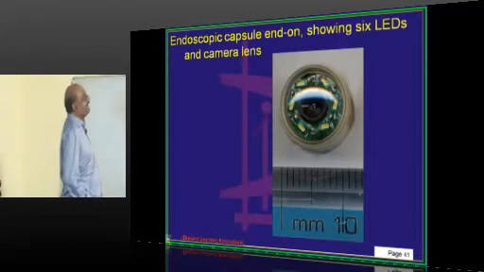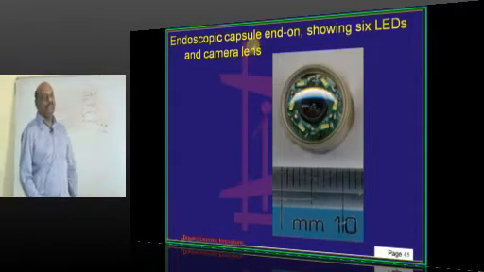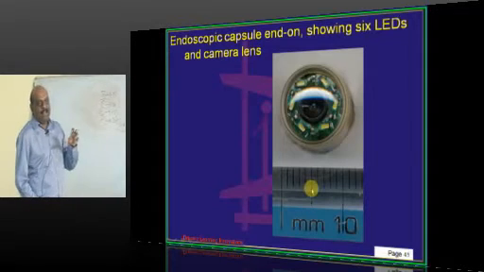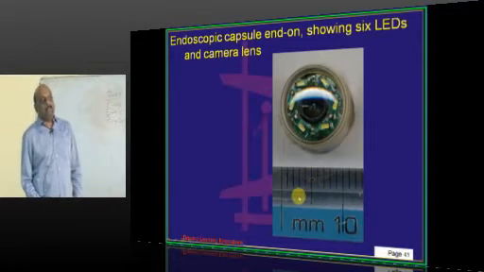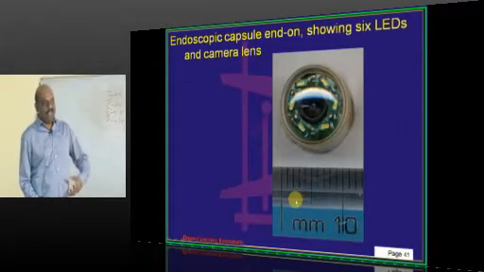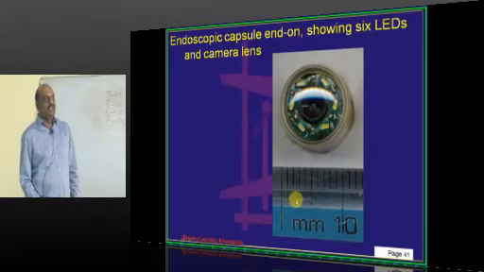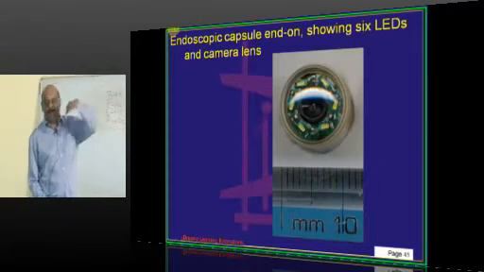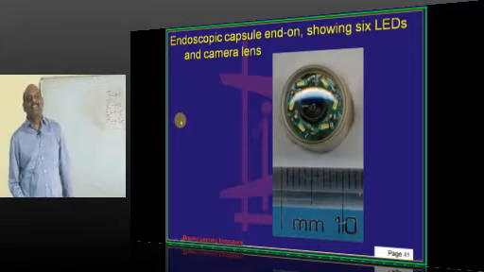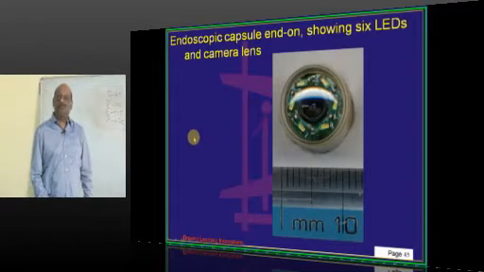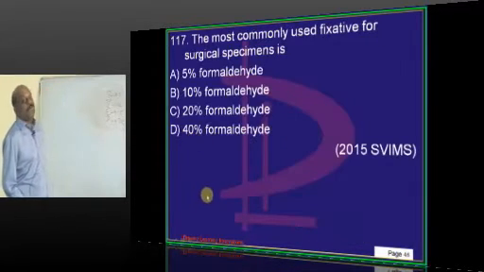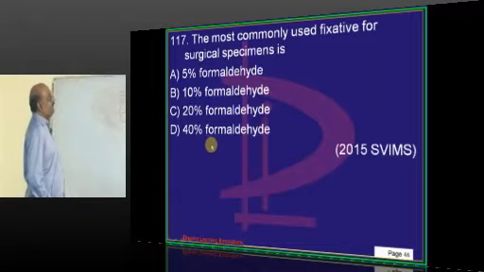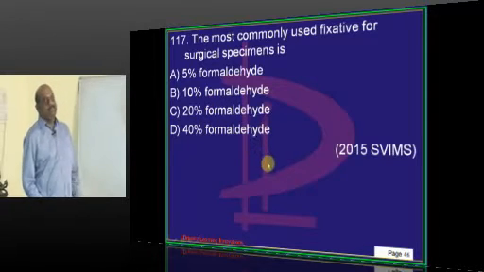So, an endoscopic capsule with lots of LEDs and a camera lens inside it. But what is the problem? If there is a stricture in the patient's abdomen, then this capsule will go and get stuck in the stricture and will take 6 months to come out. It will be like an AirAsia plane going into the sea and you getting the black box. That will be the situation.